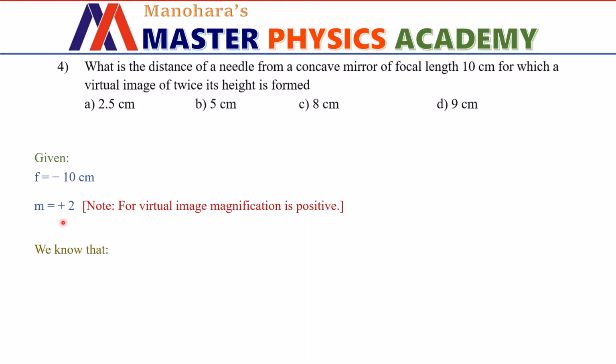Now we know that the magnification formula is -v/u, which is equal to +2 according to the given data.